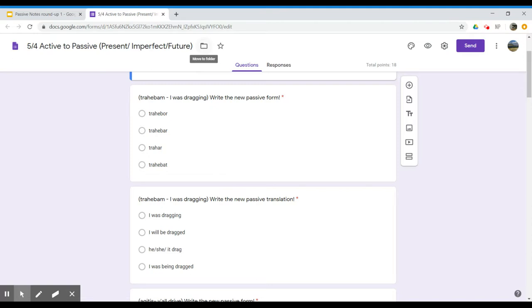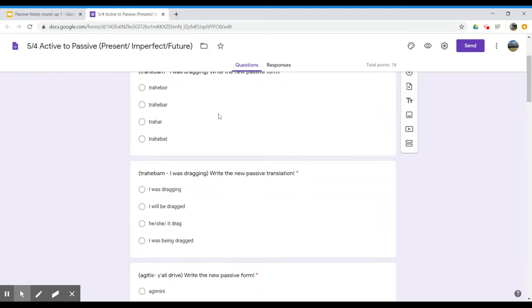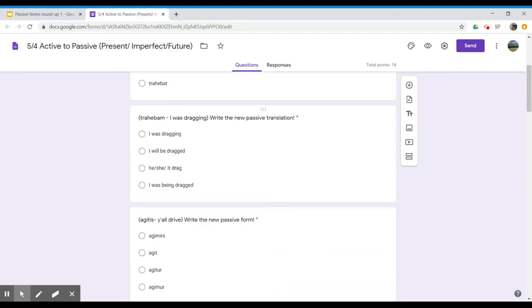So again, for the first question, the answer is trahebar. I've taken the "I was dragging" form and made it passive, trahebar. All right, the second one of each of these pairs of questions is going to ask you to change the English from active to passive. Write the new passive translation. Make sure you're noticing which one you're on here. The second half of what's in the parentheses is going to be your guide.